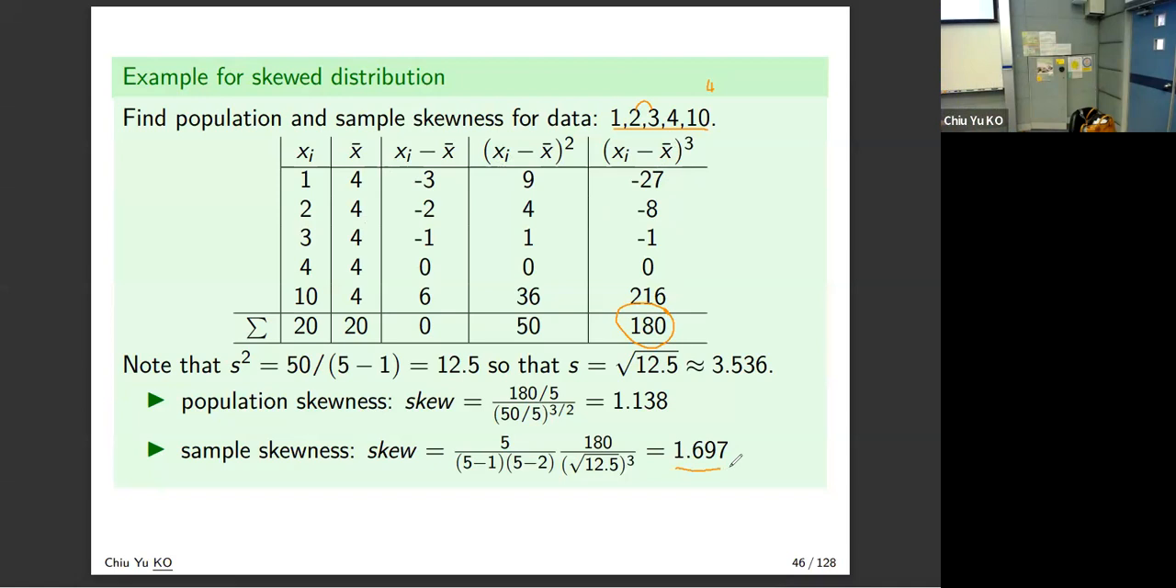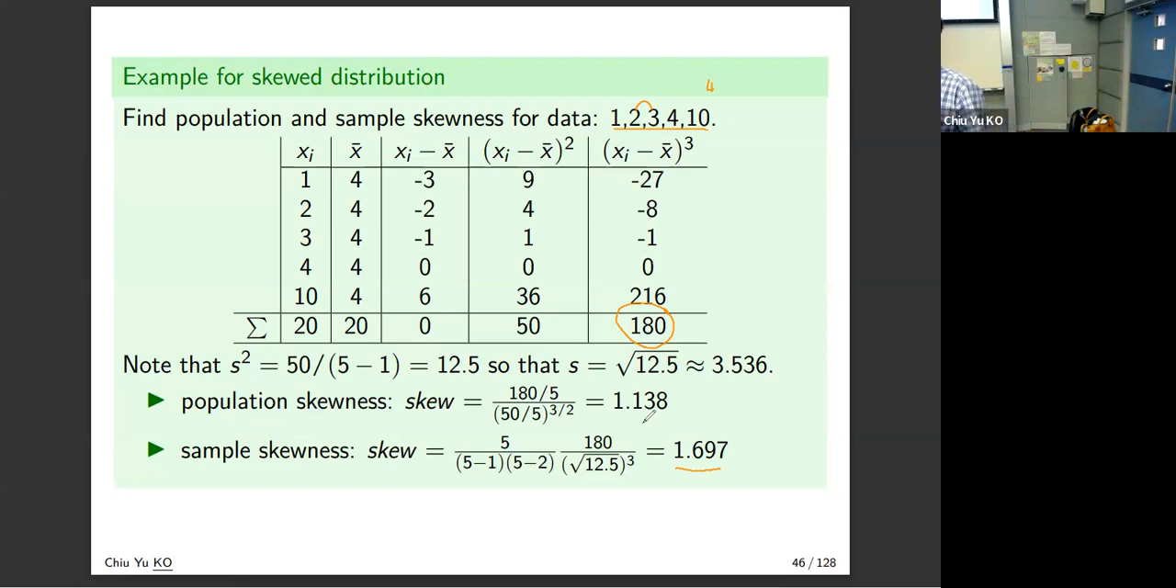There's no hard and fast rule. But some people would be worried if the skewness of your data is more than 2. There's no particular rule for when you should worry. But if it's near 0, then it's good.